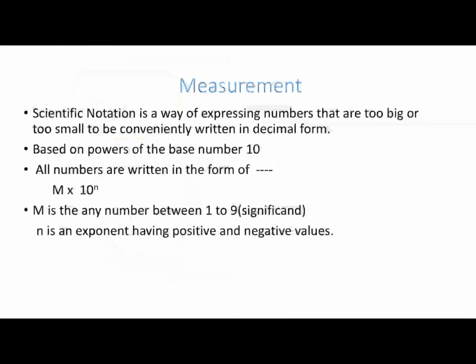Scientific notation is a way of expressing numbers that are too big or too small to be conventionally written in decimal form. In scientific notation, all numbers are written in the form m times 10 to the power n, where m is any real number between 1 and 9, and these numbers are called significant, whereas n is an exponent having positive and negative values.